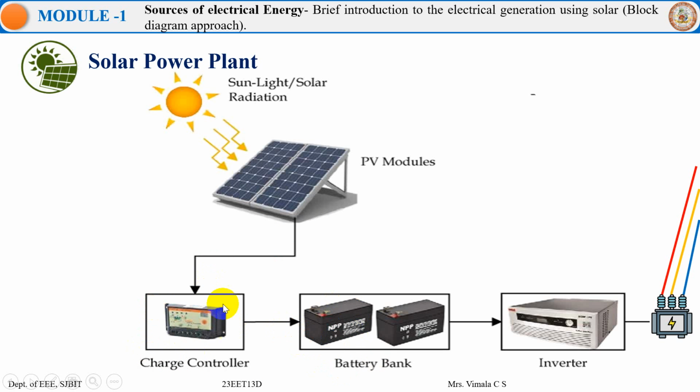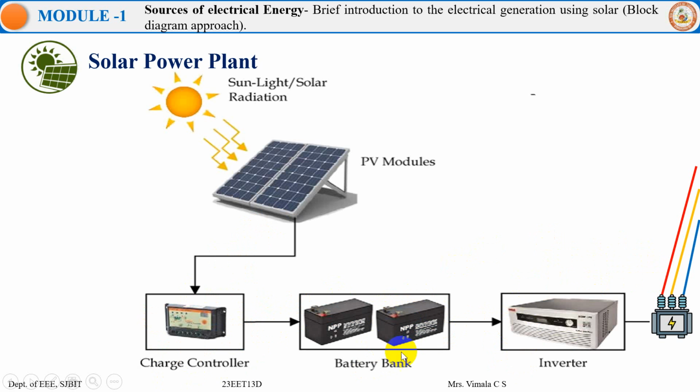So we need to improve the level of the voltage produced by these PV modules to the required standard voltages at which the battery banks are manufactured. We can only charge the battery bank at a particular voltage, so we need to improve that voltage. We use a charge controller, and then store it in the battery bank. This battery bank is DC, which is converted to AC using an inverter.